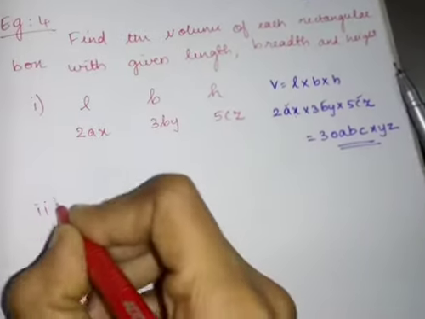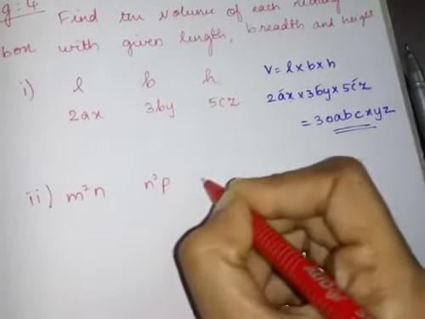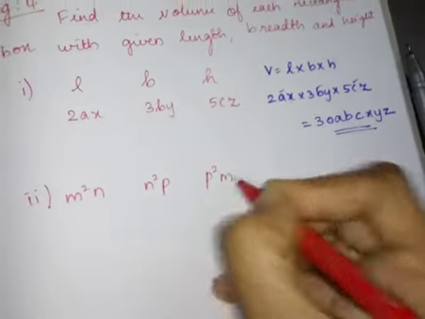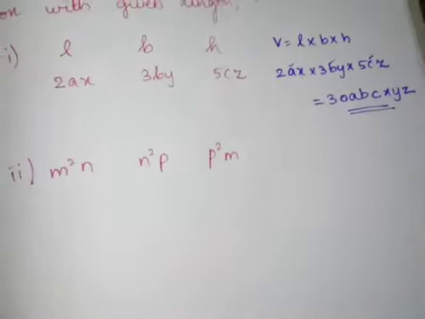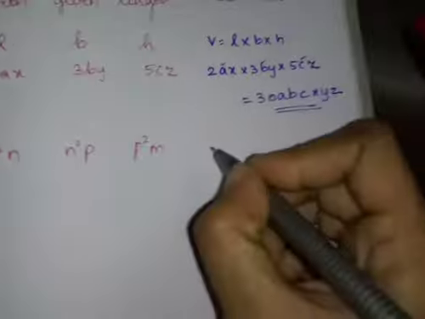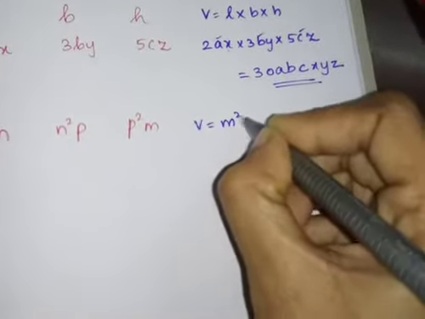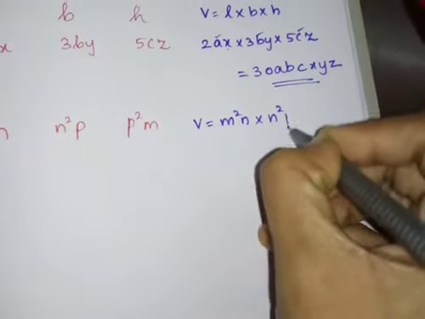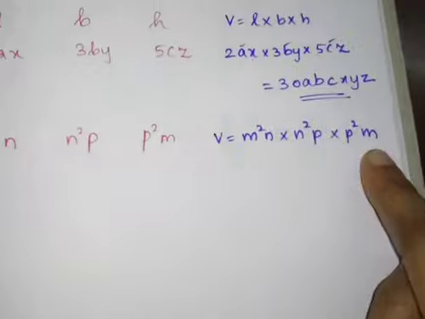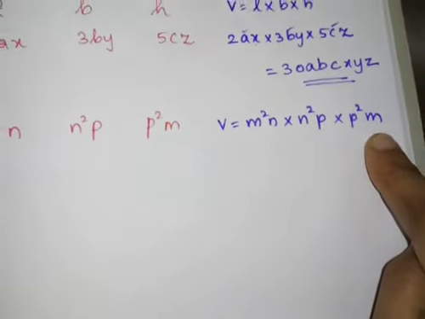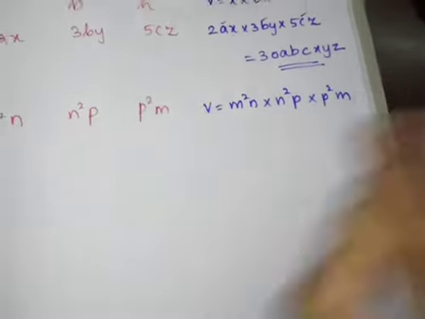Next, second problem: m square n, n square p, p square m. The same way, when you want to find the volume, you should multiply all three. m square n into n square p into p square m. Is there any numerical constant here? No, nothing is there. Just 1 into 1 into 1, 1. So you don't need to write it.